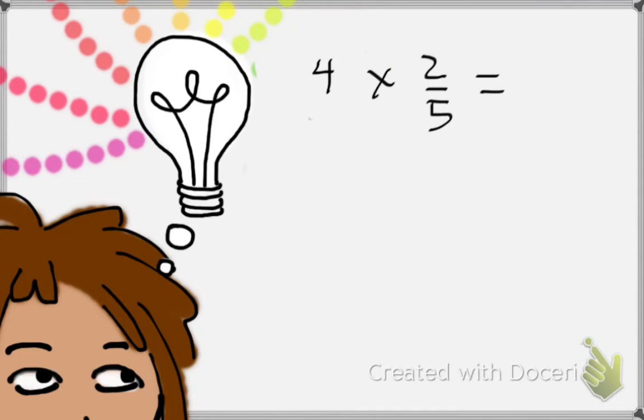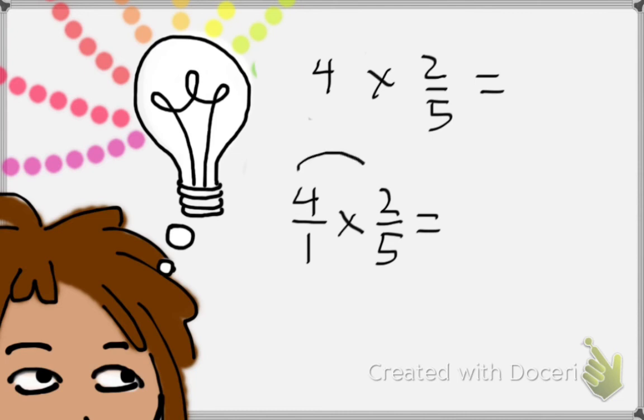Okay, now let's do these fractions. A whole number 4 times the fraction 2/5. First I will rewrite our fractions here. For the whole number 4, we will always make it a fraction by putting it over 1 as our denominator. So 4/1 times 2/5. And now we can multiply across.